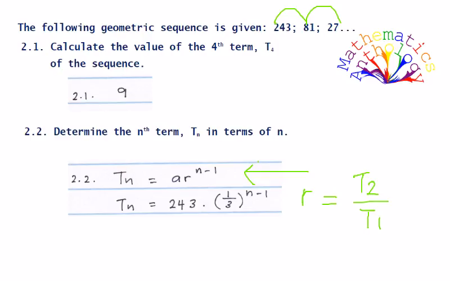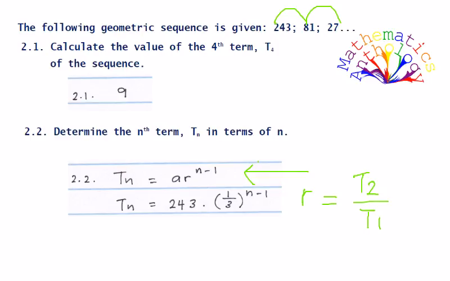2.2, determine the nth term, Tn, in terms of n. So we start by taking down the formula for the geometric patterns from the data sheet. That one is Tn is equal to AR to the n minus 1. We use this formula because they're asking us for the nth term. All you do in this formula here is you substitute your A value and your R value. Everything else remains the same.